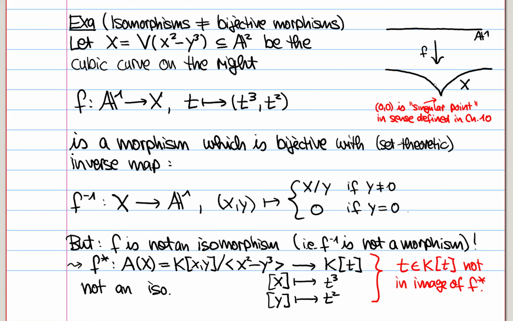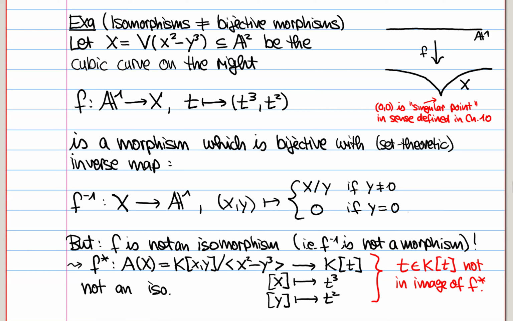So it has a set-theoretic inverse map, but the claim is f is not an isomorphism. It's a bijective morphism, which is not an isomorphism. Equivalently, this map f inverse is not a morphism. And certainly we can see here, at least the way we have written it down, it is not a morphism. I mean, it is one away from y equals 0, but then we had to set it by hand to be 0 at this point.